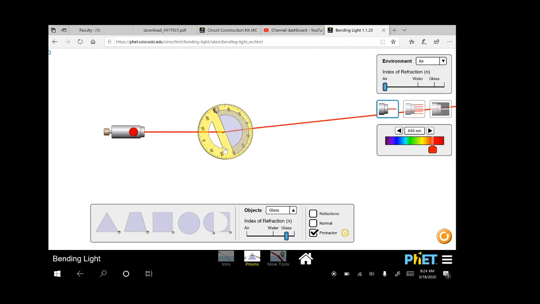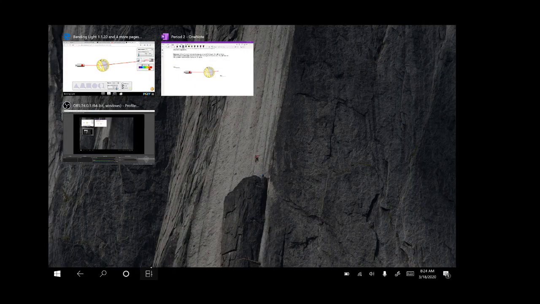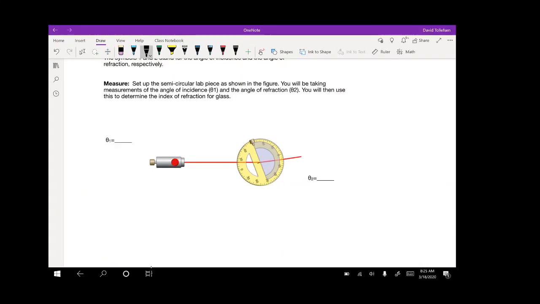And from here, we can measure the angle of incidence and the angle of refraction. So notice between here, here's my normal. You can even turn on a normal line, right? Normal is going to be between here and here. That looks like 10, 20. It looks about 20 degrees. All right, so my angle of incidence is 20 degrees.